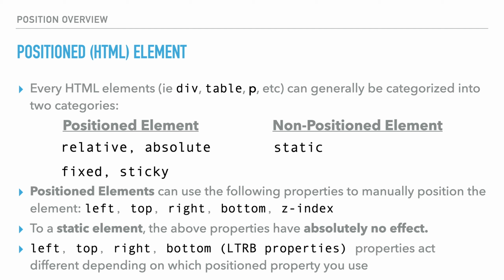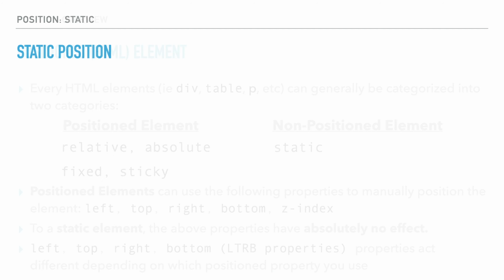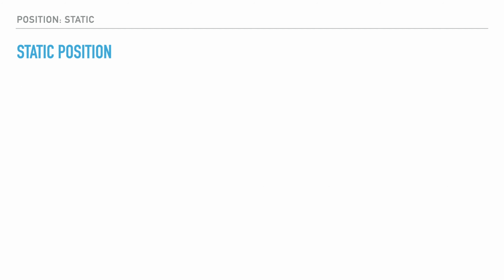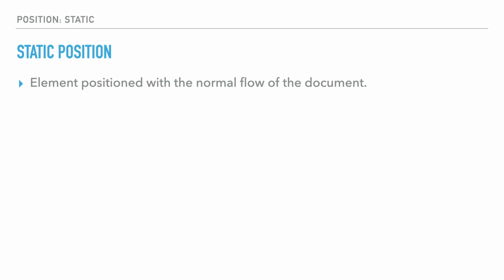We will study how they are different when we study each of the types. Let's start off with a static position. A statically positioned element is positioned with the normal flow of the document. So I'm going to be referring to the quote-unquote flow of the document often in this video. So let's get a clear understanding of what this means.